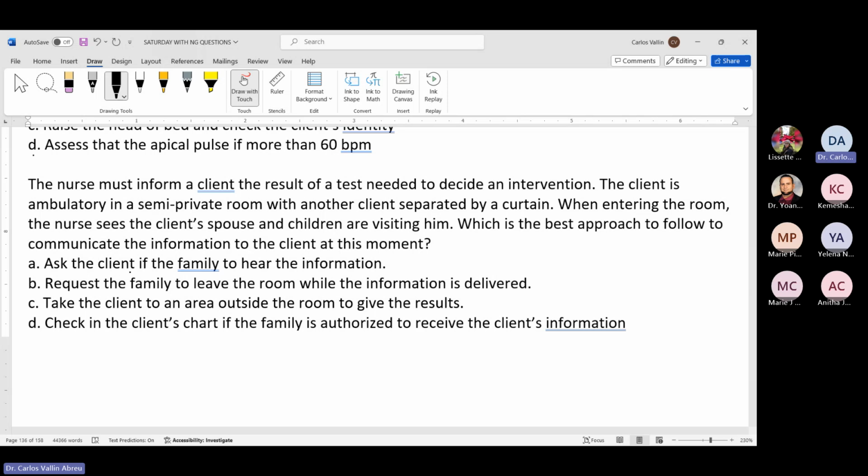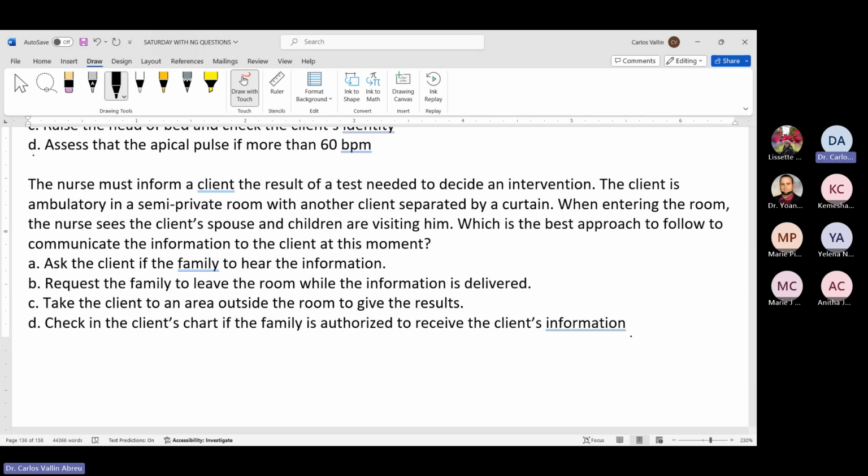Ask the client if the family can hear the information. Request the family to leave the room while the information is delivered. Take the client to an area outside the room to give the result. Check in the client's chart if the family is authorized to receive the client's information. What do you think, guys? A.